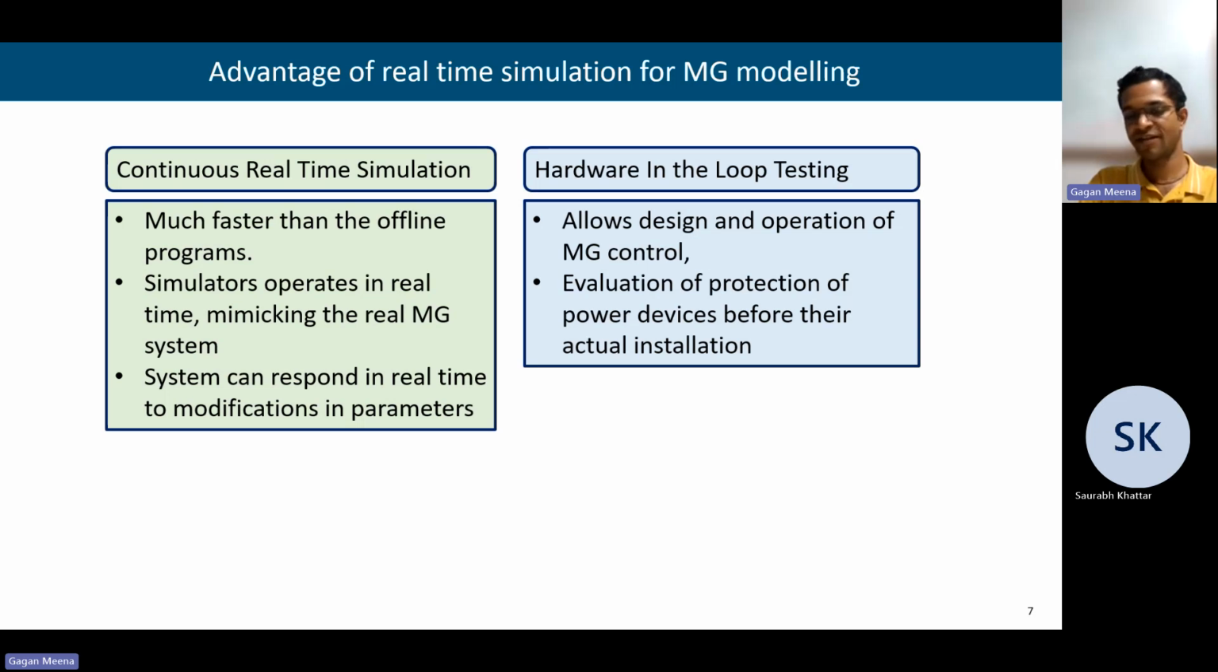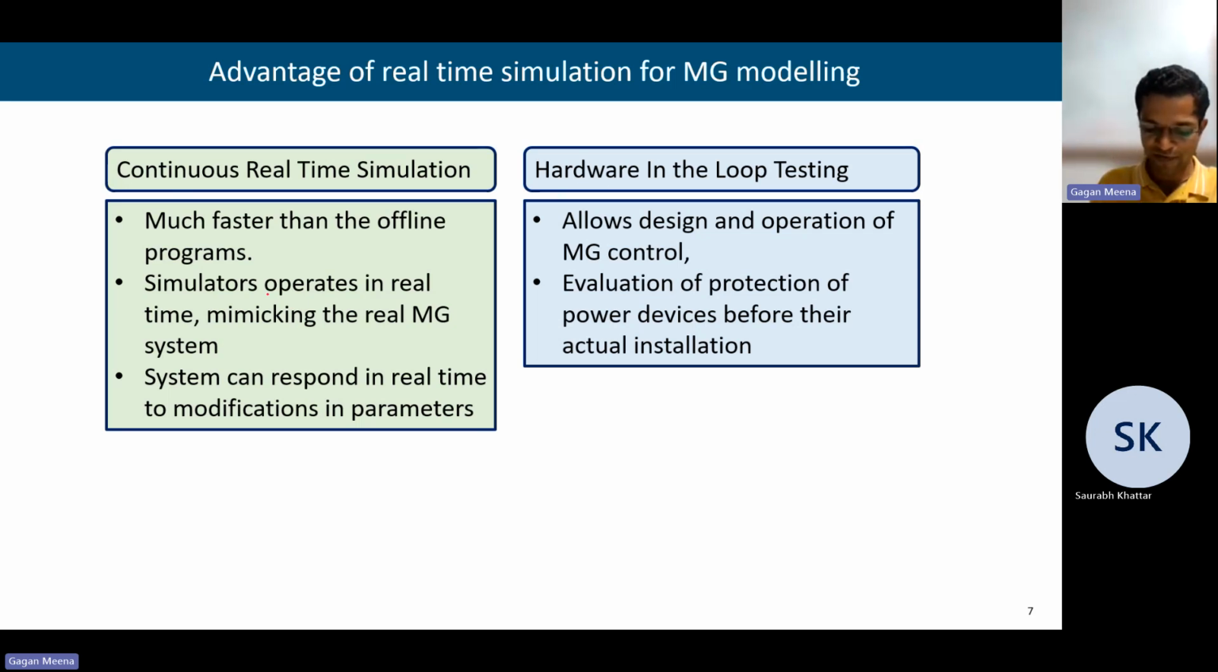That's why these are called real-time simulators. They're very, very fast, and their time step is in the order of microseconds. So they can simulate real world phenomena to very high accuracy and provide results very quickly. So that is one advantage, very important. And second is hardware-in-loop testing.